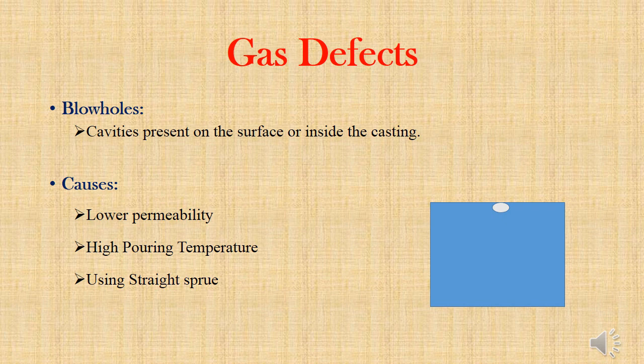A blowhole is nothing but a cavity present on the surface or inside the casting. This occurs due to lower permeability of sand, poor venting of the mold, or high pouring temperature of the molten metal, which increases the gas pickup. Use of a straight sprue in the gating system may also cause aspiration of air.